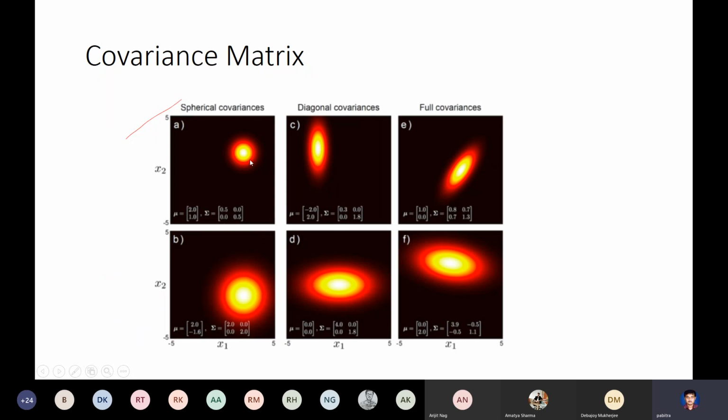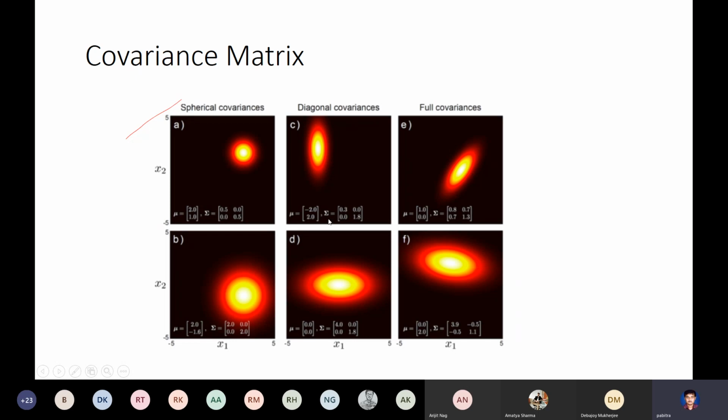So this is perfectly spherical. The size of the sphere depends on these diagonal terms. If the diagonal terms are the same, this is a perfect sphere. If the diagonal terms are different, like say here 0.3 and 0.8, there is more spread in the y direction than in the x direction. So it's not a sphere, it's an ellipse. And the moment there are off diagonal terms, they get rotated. This is a negative cross correlation. This is a positive cross correlation.